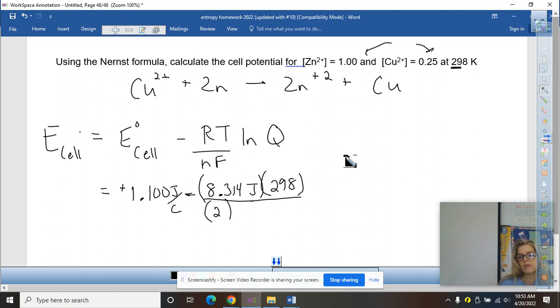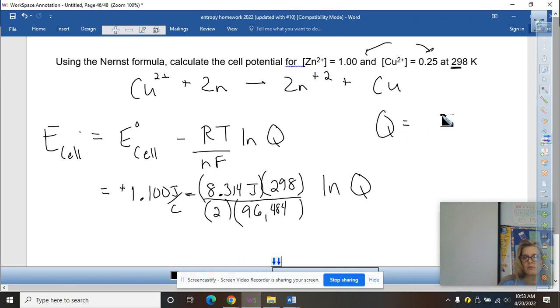And then obviously we could solve this using a temperature that's not standard. And then we have Faraday's constant, that's our F. This is on your formula sheet. Okay, and that's coulombs, so that cancels out the coulombs over here. And then natural log of Q. All right, so our Q is our products over reactants.